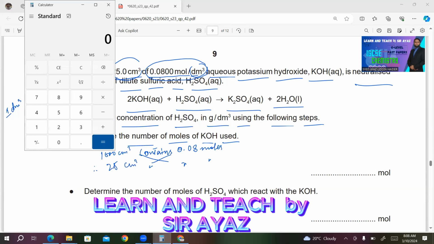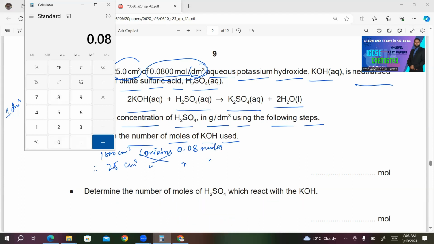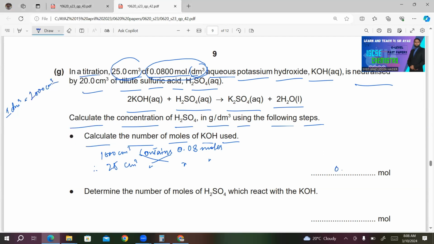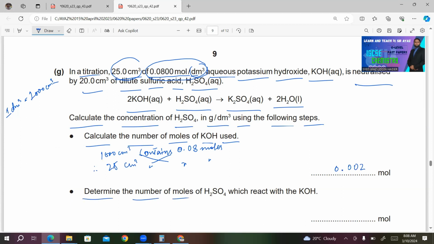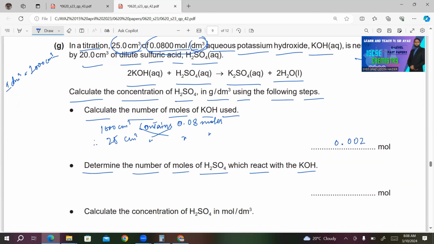So 0.08 multiplied by 25 divided by 1000 will get 0.002 mole. Determine the number of moles of H2SO4 which react with the KOH. Now we need to calculate the number of moles of H2SO4 which is reacting with KOH.